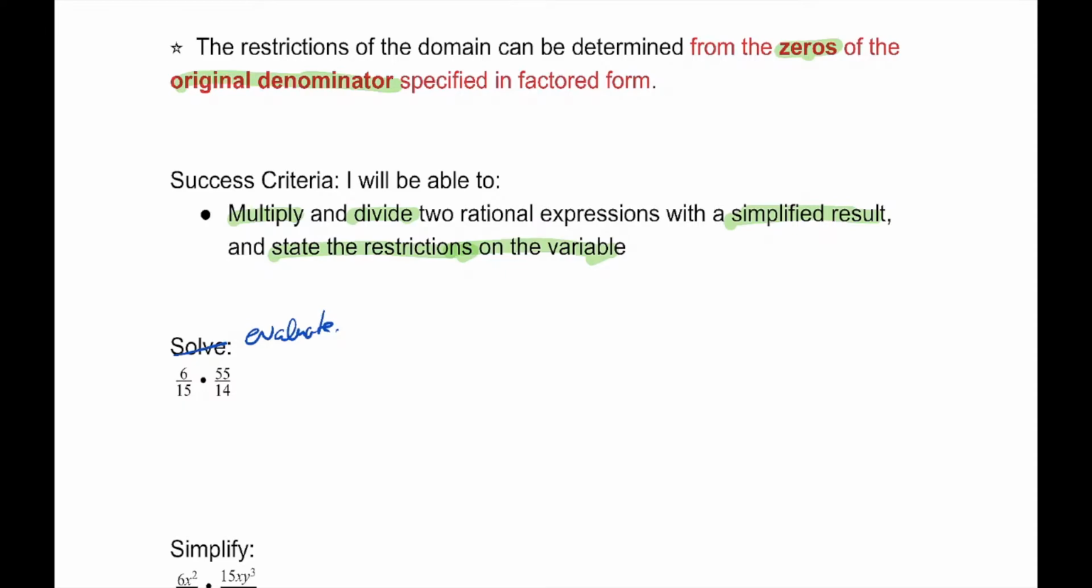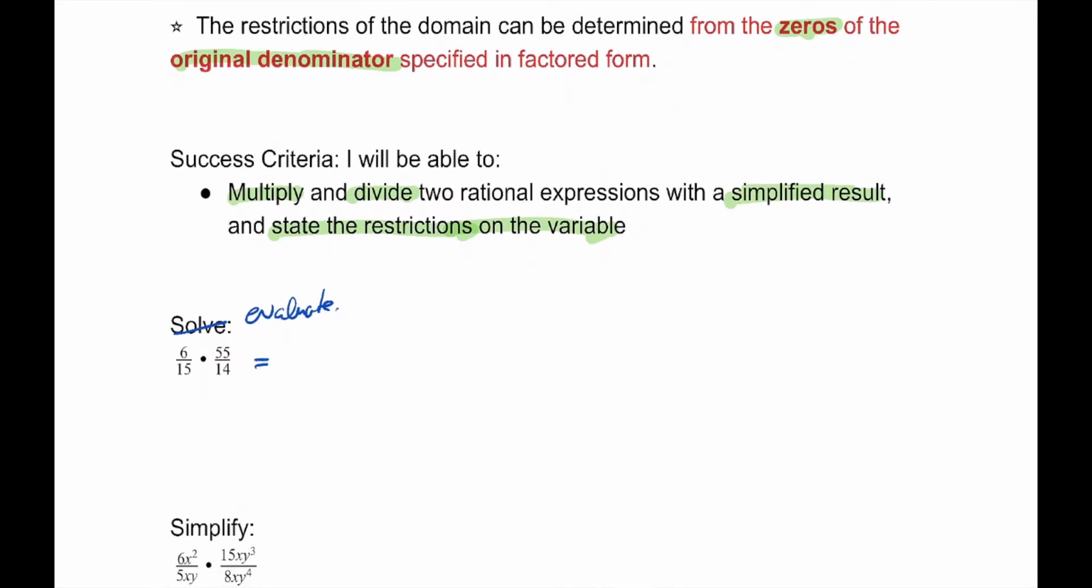We know that when we multiply fractions, we do numerator times numerator, denominator times denominator. So in this case, we could go 6 times 55 over 15 times 14. And from that, we're going to have to reduce that fraction to its lowest terms. One step that we could do instead of doing that right away is factor our numbers. So 6 is going to factor to 2 times 3. And then 15 is going to factor to 3 times 5 as well. 55 factors to 5 times 11. And then 14 factors to 2 times 7.